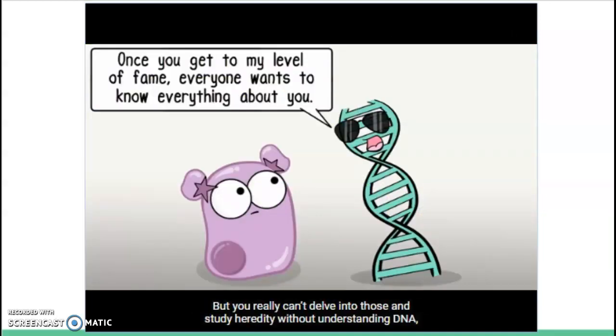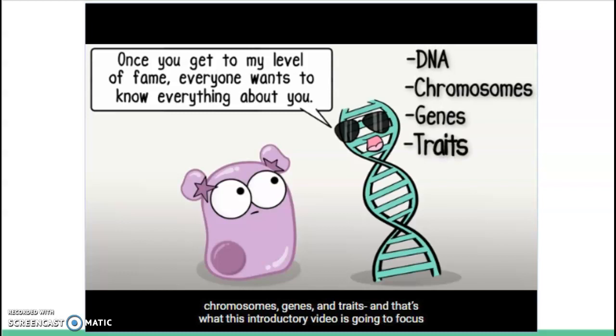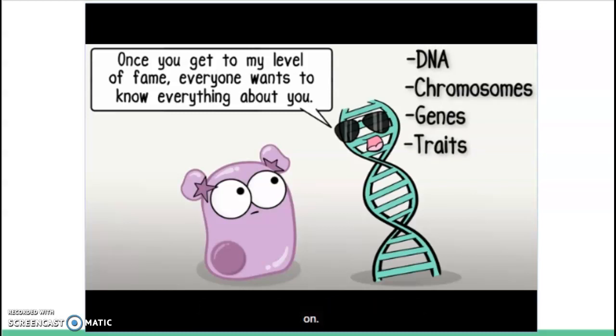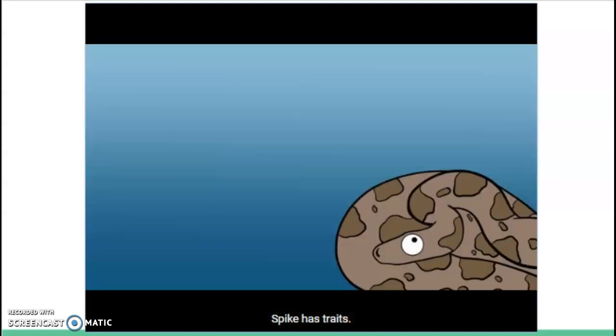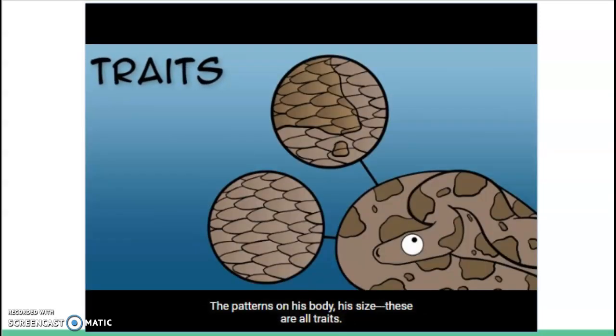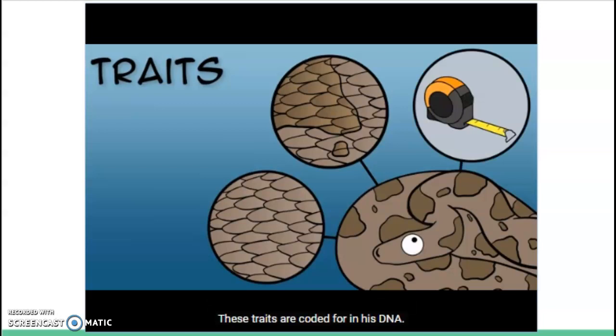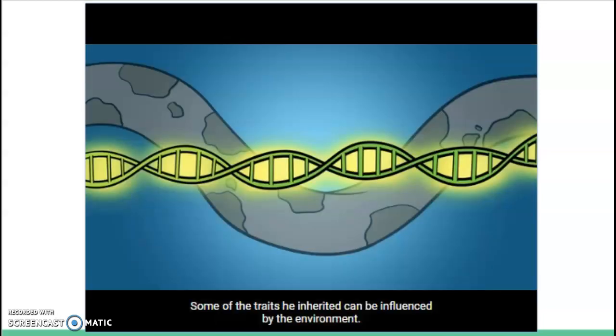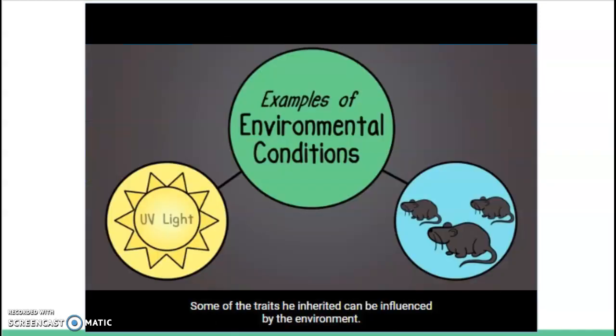But you really can't delve into those and study heredity without understanding DNA, chromosomes, genes, and traits. And that's what this introductory video is going to focus on. So back to the student question. Spike has traits. Patterns on his body, his size, these traits are coded for in his DNA. Some of the traits he inherited can be influenced by the environment. For example, if Spike had not had the nourishment he needed, that could affect his size.